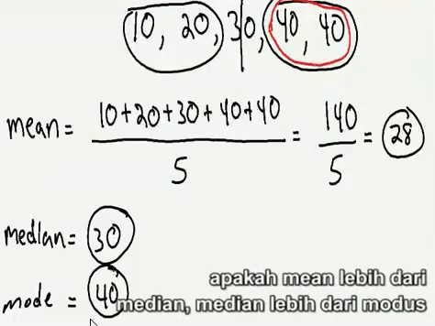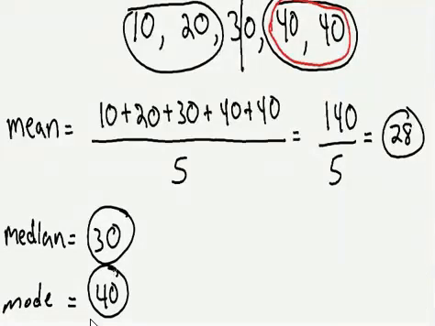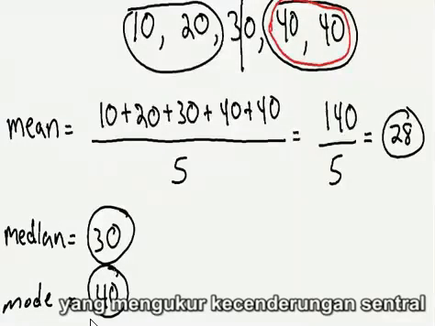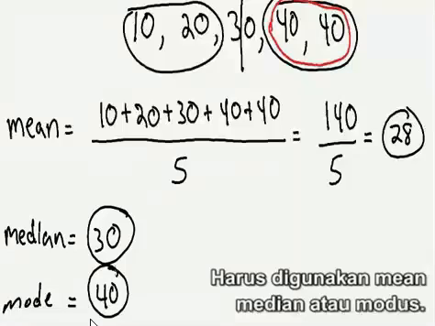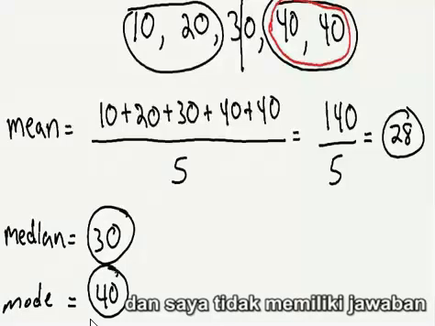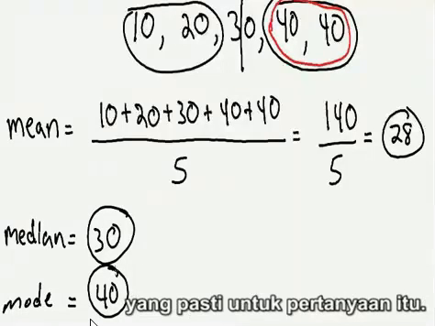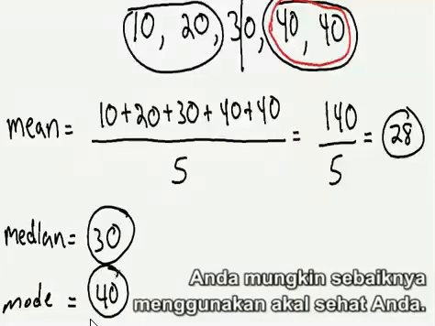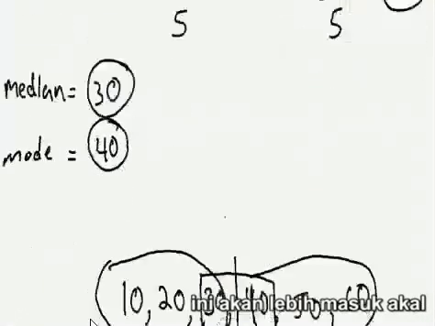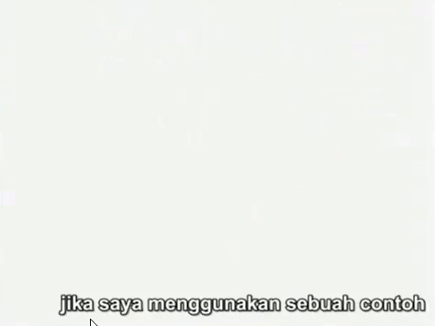So many people ask me the question, what is the best measure? Is the mean better than the median? Is the median better than the mode? Which measure of central tendency should we use, the mean, median, or the mode? And I don't have an exact answer to that question. You probably should just use your common sense. This will make a lot more sense if I just use an example.